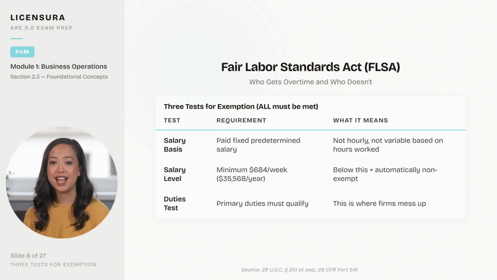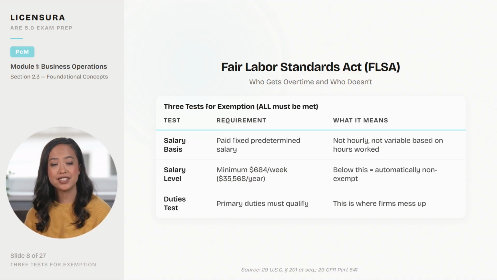The FLSA requires overtime pay, time and a half, for every hour over 40 per week, unless the employee is exempt. And this is where architecture firms mess it up constantly. They assume that job titles determine whether someone is exempt. They don't, not even close. There are 3 tests for exemption, and here's the critical part. All 3 must be met. Miss even one, and the employee is non-exempt and owed overtime.